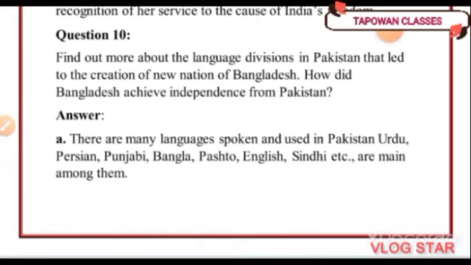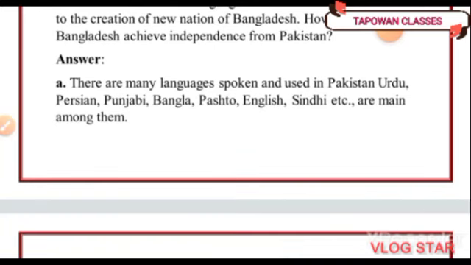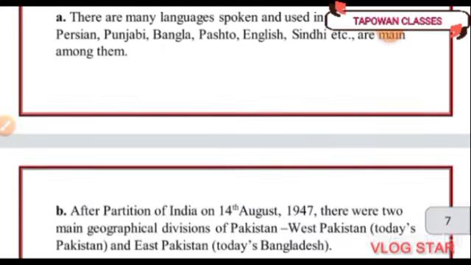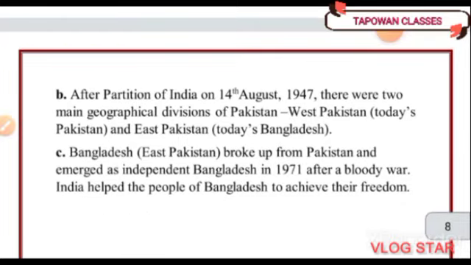Question number 10. Find out more about the language division in Pakistan that led to the creation of the new nation of Bangladesh. How did Bangladesh achieve independence from Pakistan? Answer. There are many languages spoken and used in Pakistan: Urdu, Persian, Punjabi, Bangla, Pashto, English, Sindhi, etc. Urdu, Punjabi and Bangla are main among them.